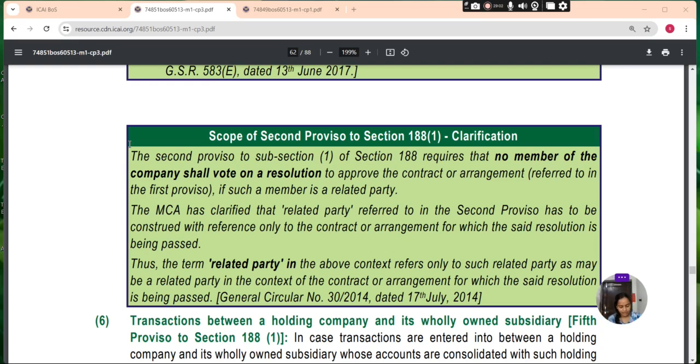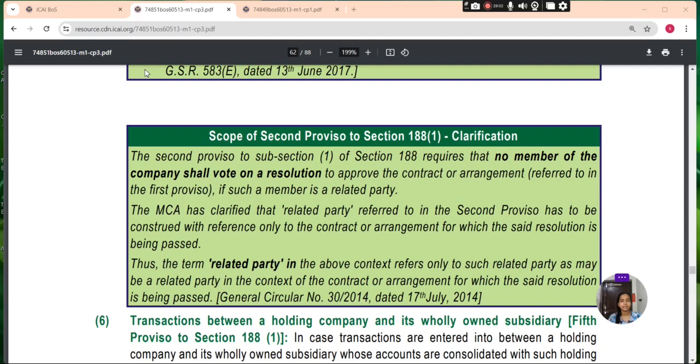The MCA has clarified that the related party referred to in this second proviso has to be construed with reference only to the contract and arrangement for which the said resolution is being passed. The term related party in the above context refers only to such a party as may be related in the context of the contract or arrangement for which the said resolution is passed.